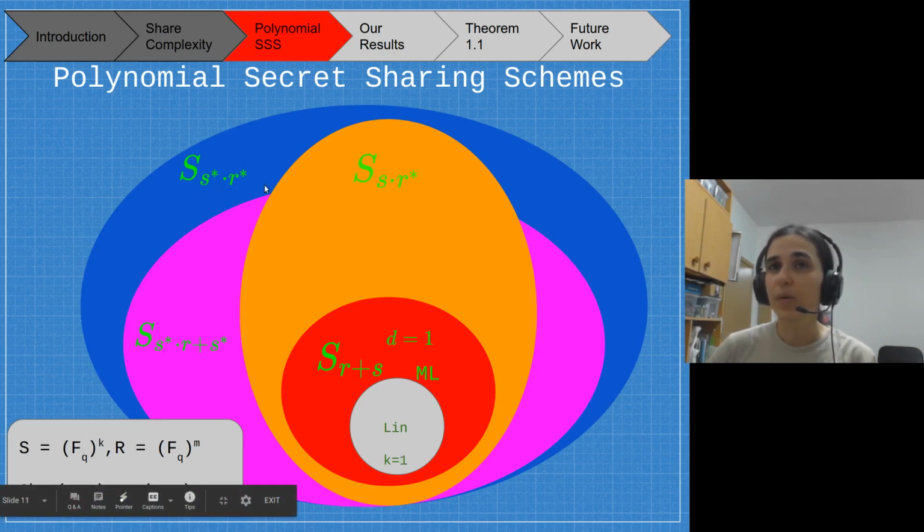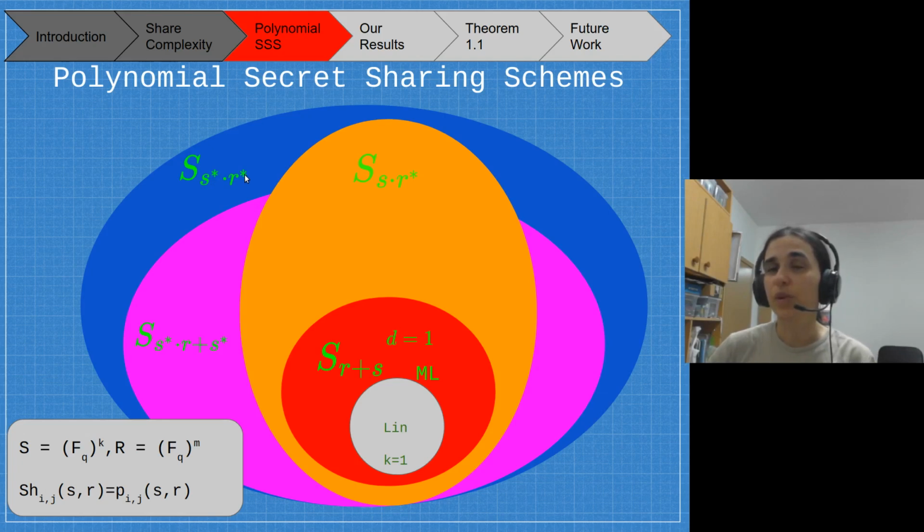Right? And here we denote the set of polynomials where the secret and the randomness are of a certain degree, where this star stands for an arbitrary non-negative degree. Right, so it stands for all these polynomials. So for instance, here we have polynomials of degree exactly 1 in R and arbitrary degree in S, plus polynomials of degree 0 in R and arbitrary degree in S.